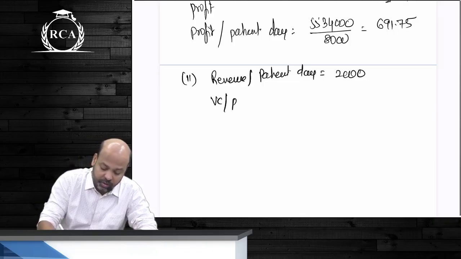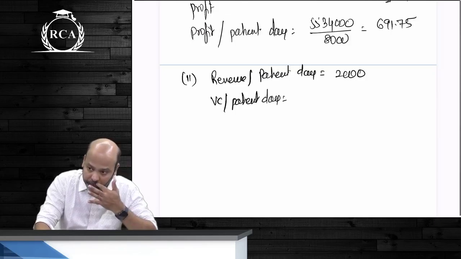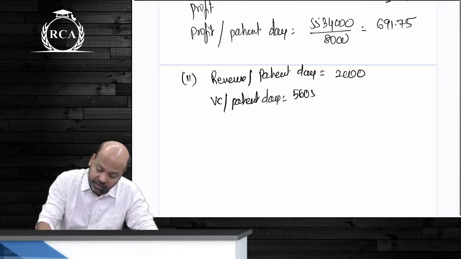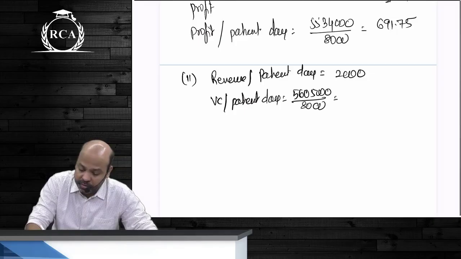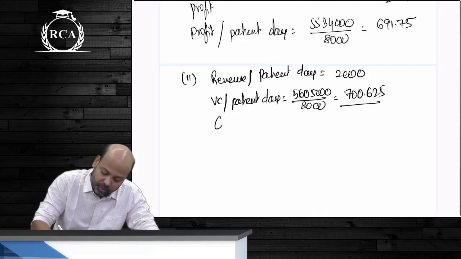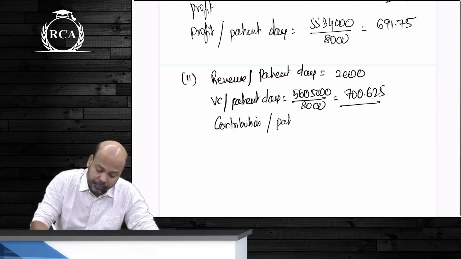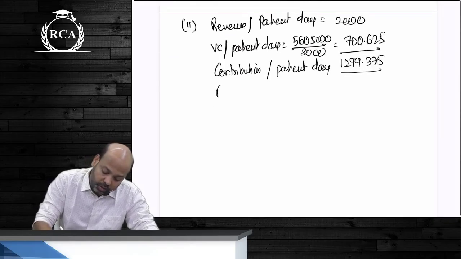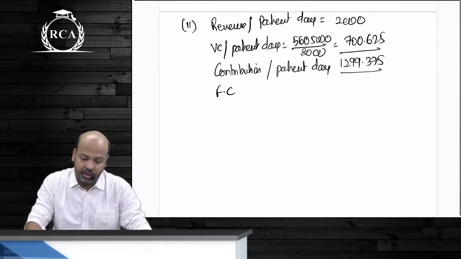What will be the variable cost per patient day? What is the total variable cost beta that we got earlier? 56 lakhs 5,000. That you're going to divide by 8,000 patient days beta. कितना है? 700 मतलब हाँ sorry 0.625. So your contribution beta per patient day will become 1,299.375.